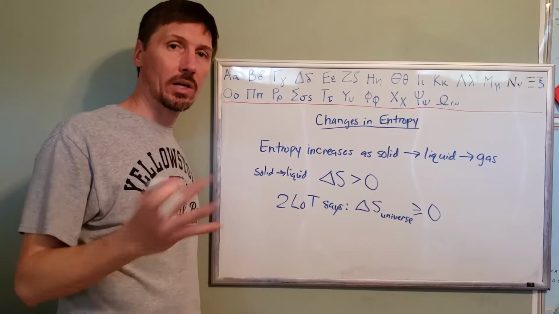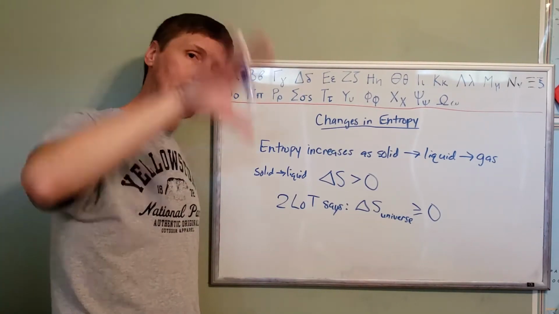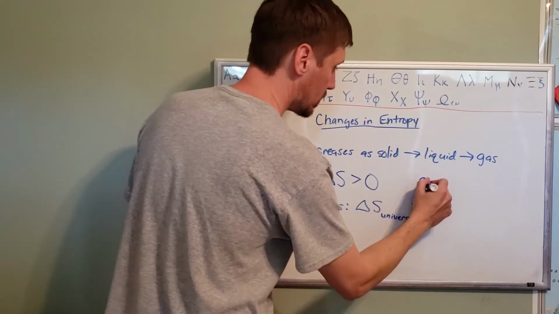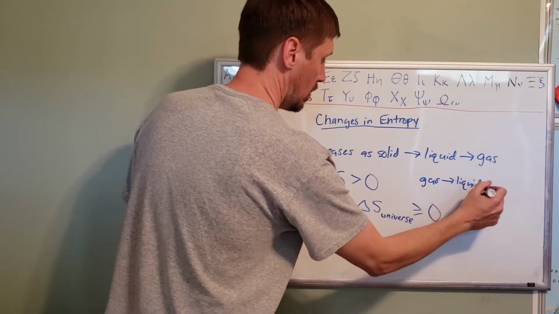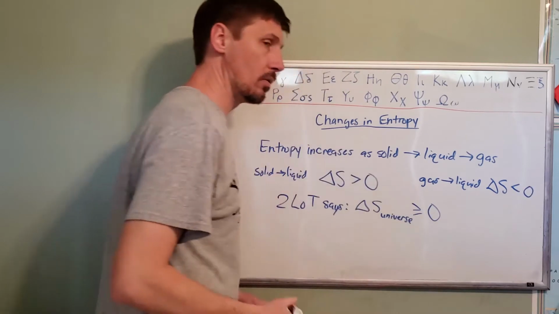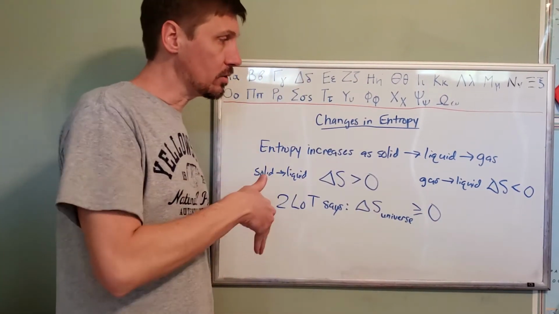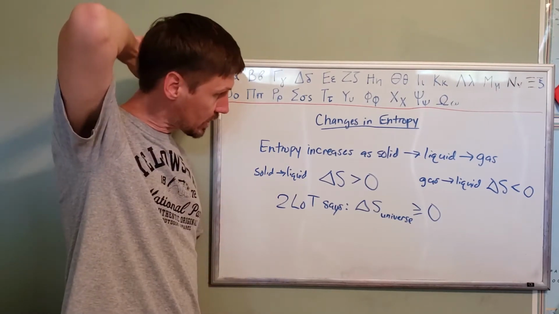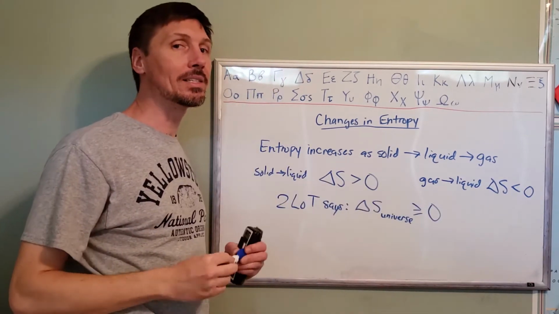But what about when it goes in the other direction? What if water is a gas and condenses into a liquid? Well, in that case, if you go from a gas to a liquid with water, what you have is a change in S that is less than 0, right? Because now you've got a smaller number because the final state is liquid, and you subtract from that the larger number because the original state was gas, and so the change in S for that is less than 0.